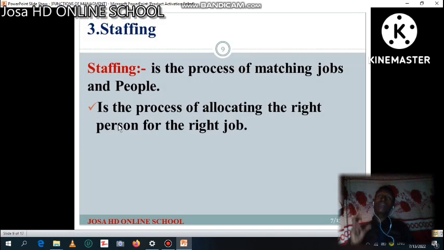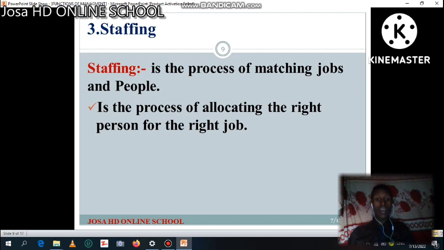And after organizing, that means after arranging the people and also the resources, there is another function of management which is staffing. Staffing is a process of matching jobs and people. That means after organizing, there is also a process of matching jobs and people. This is said to be staffing.